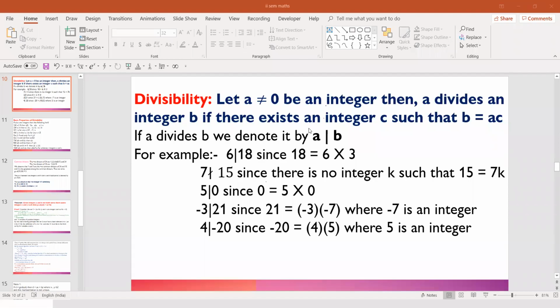Examples, simple examples. 6 divides 18. 7 is not dividing 15 because no integer k exists to express 15 equal to 7 into k. Other examples are there. Notes already sent to you.